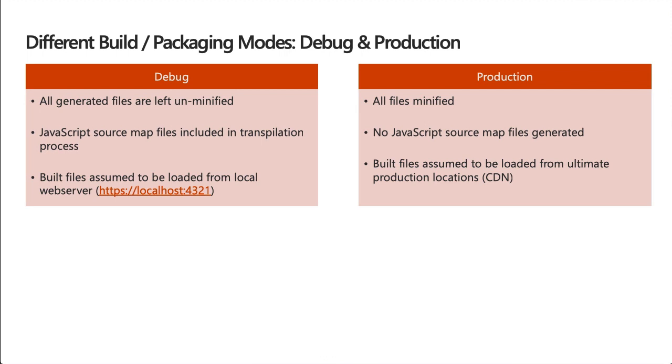However, that is not the case when you add the production flags. The source maps are not generated. In addition, in debug mode, the files are built with the assumption that they are going to be loaded and run from the local web server that's generated by the gulp serve task. This is going to be running off of localhost 4321 by default.